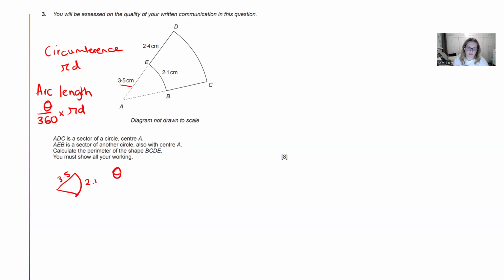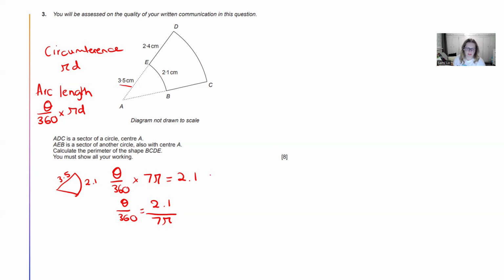So essentially what I'd be doing is angle over 360 times by the diameter. So that's 3.5 times 2, which is 7 pi. And that's going to give me 2.1. I'm just going to rearrange this to give me what angle over 360 is. So theta over 360 would equal 2.1 over 7 pi. You could work this out, you don't need to work it out. So I'm just going to leave it like that for the first one.